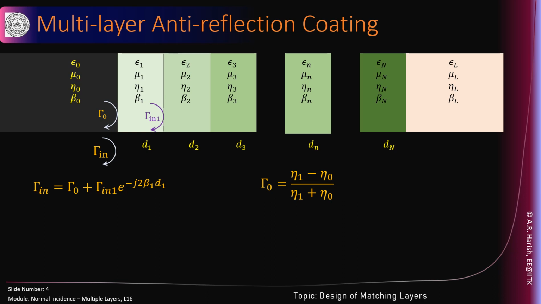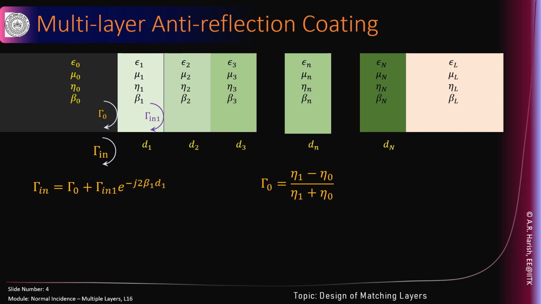So to do that, we have to develop a theory. So we are going to develop a theory for a multi-layer reflection system. Let us take the first layer. The incident, we have to find out gamma in, and imagine that there is only one slab, slab number 1 of thickness d1. The reflection coefficient at the first interface is gamma naught.